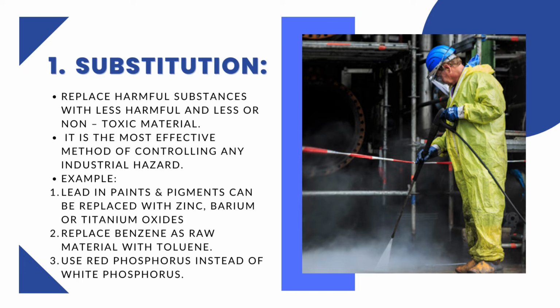Another example is to replace benzene as a raw material with toluene, as it is less toxic in nature. One more example is the use of red phosphorus instead of white phosphorus, as red phosphorus is more stable due to its tetrahedral structure, and also white phosphorus is poisonous but red phosphorus is non-poisonous. So we should use red phosphorus instead of white phosphorus. So the first method was substitution, in which it is advisable to replace the harmful substances with less harmful or less toxic material. The next measure to control the hazard is process change.